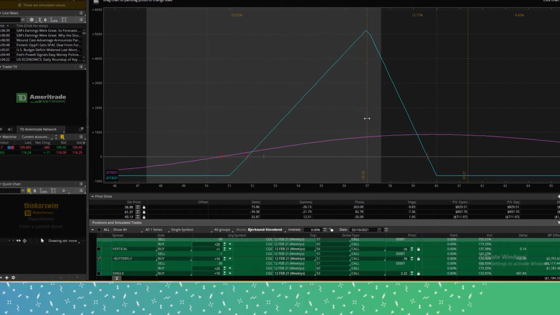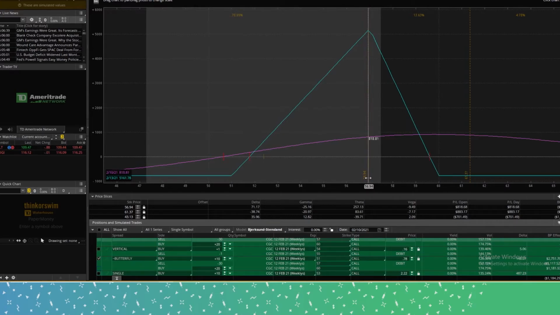So let's say we put this one right here in the middle. We want to see how our position changes at this strike, right? At the 57 strike as different circumstances unfold.